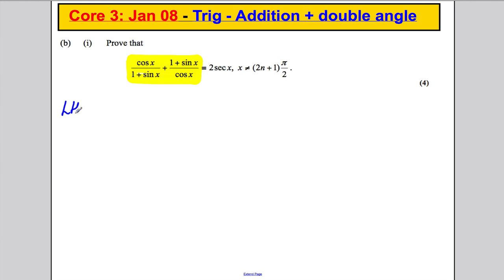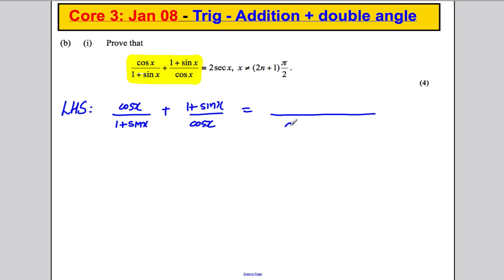So we've got on the left-hand side, cos x over 1 plus sine x, plus 1 plus sine x over cos x. Now we're trying to add fractions, so if we want to add them, make the denominators the same. The best denominator would therefore be cos x multiplied by 1 plus sine x. So this one needs times in top and bottom by cos x, so you get cos squared x. This one needs times in top and bottom by 1 plus sine x, so you get 1 plus sine x all squared.